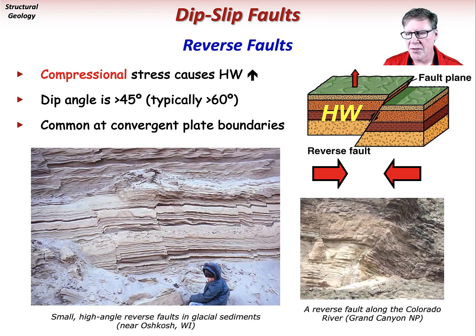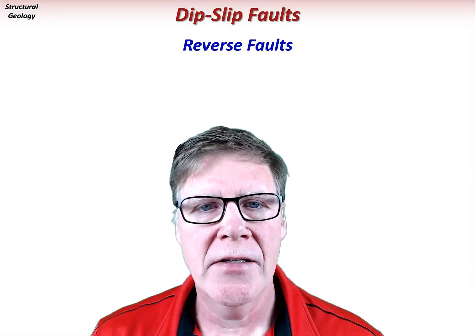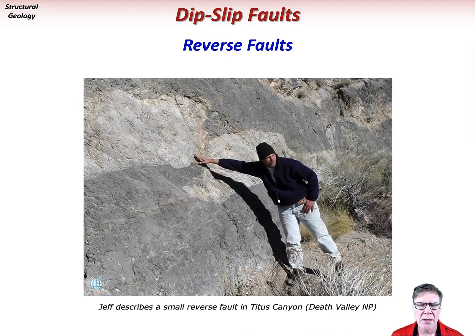The image at left here shows several small reverse faults formed in glacial sediments near Oshkosh, Wisconsin. At right is a small reverse fault related to the Monument Fold in the Ellis Chasm area along the Colorado River in Grand Canyon National Park. In Titus Canyon of Death Valley National Park, Jeff describes a small reverse fault to our group.